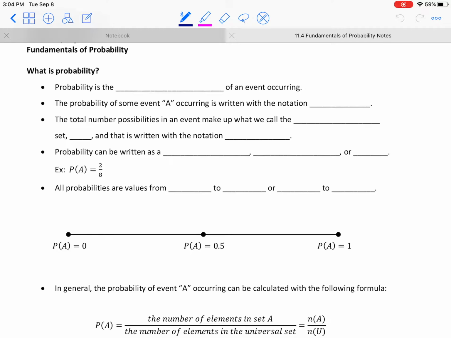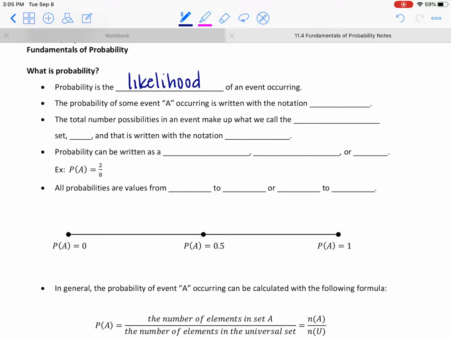So what is probability? Probability is the likelihood of something occurring. Okay, so if I said, what's the probability that I roll a die, it's got 6 sides, what's the probability that I land on a 2, we can make a calculation for that. We could say how likely it is that we would roll a 2. Okay, so probability is the likelihood, or the chances, if you like that word better, of an event occurring.